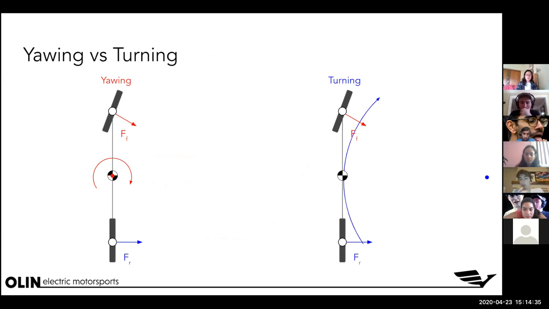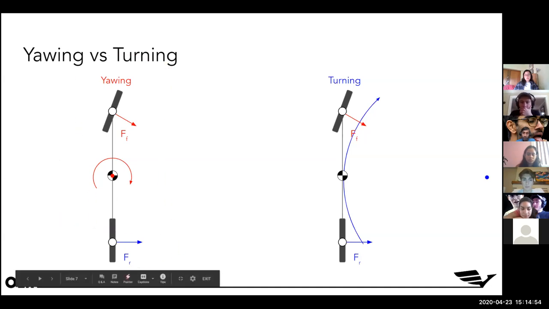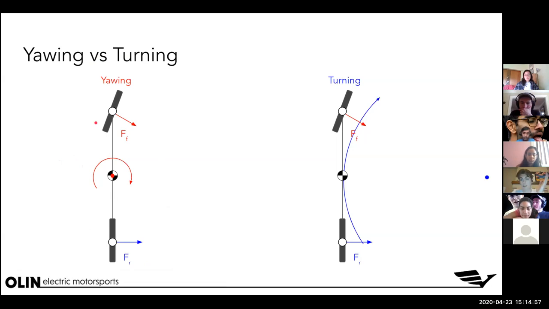Okay, here's a quick definition, and it might be a bit abstract right now, but it's very essential to understanding how the car turns. Your car can do two different things. It can yaw, and it can turn around a circle with a radius, where the center of that turn is away from the vehicle. The yawing case, on the left here, is when your vehicle is pivoting about its center of mass, about the vertical axis of your car. That's called the Z axis in this case. You can imagine this is your car, here's this axis, it's pivoting like this. That's called yawing. And we'll get to how that comes into play in a little bit.